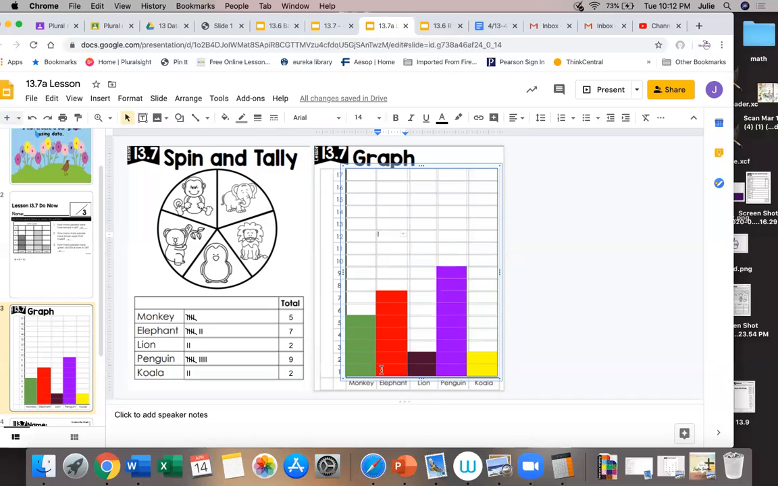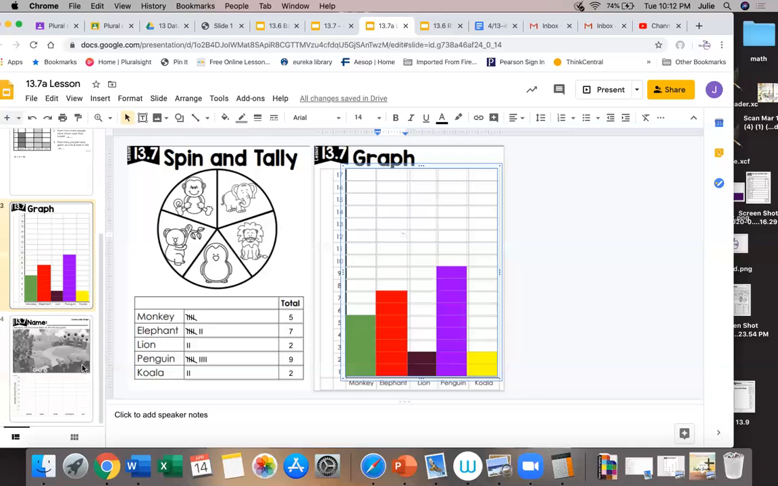Same here. How many students chose monkey? Go to the top of my graph, or the top of my vertical line, go across, and it's at the 5. Do not say 6, because I haven't filled in the bar for 6. It's only up to the 5.